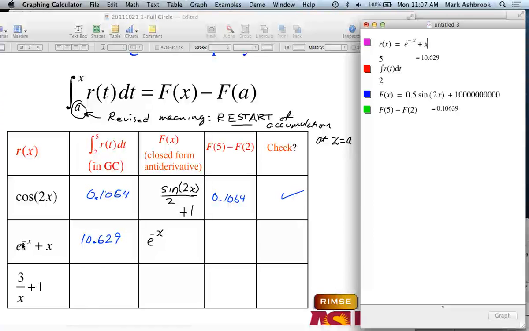So we end up getting the opposite of what we want. When we take the derivative of this, we get negative e to the minus x. We want positive e to the minus x. So how can we adjust this?